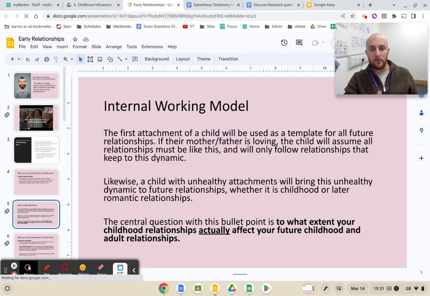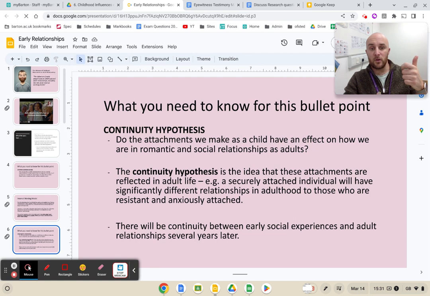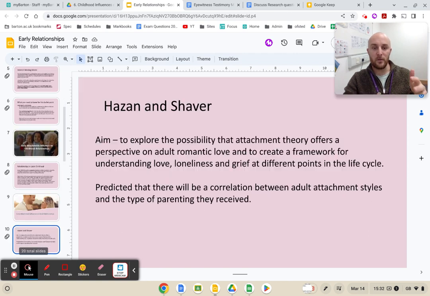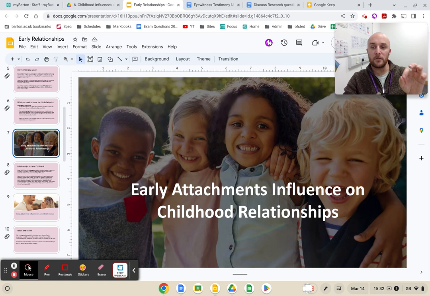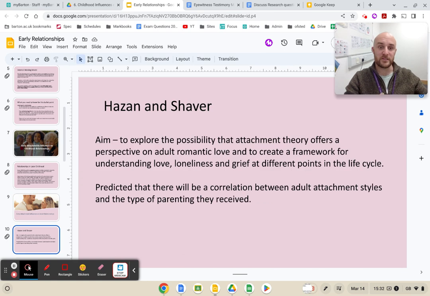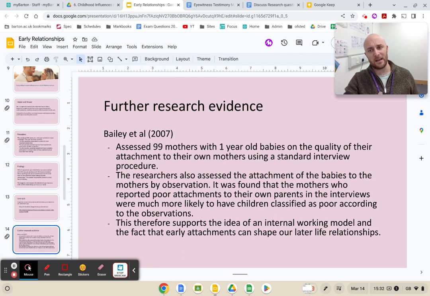Right, what have I got? I've got the theories, I've got internal working model, and I've got continuity hypothesis. But then I've also got Kearns, as you can see on the top there, Myron Wilson, and Smith, as you can see below. Those are for early attachments on childhood relationships. What I've got for early attachment influence on adult relationships is Hazan and Shaver mainly, and Bailey et al.